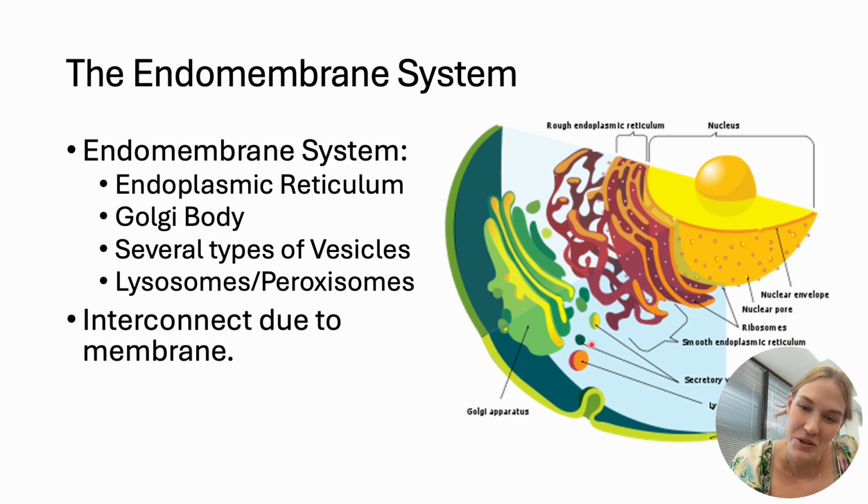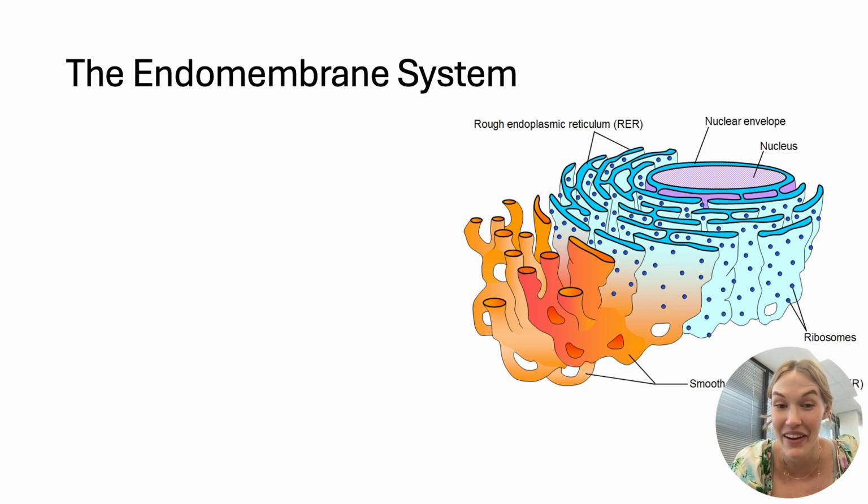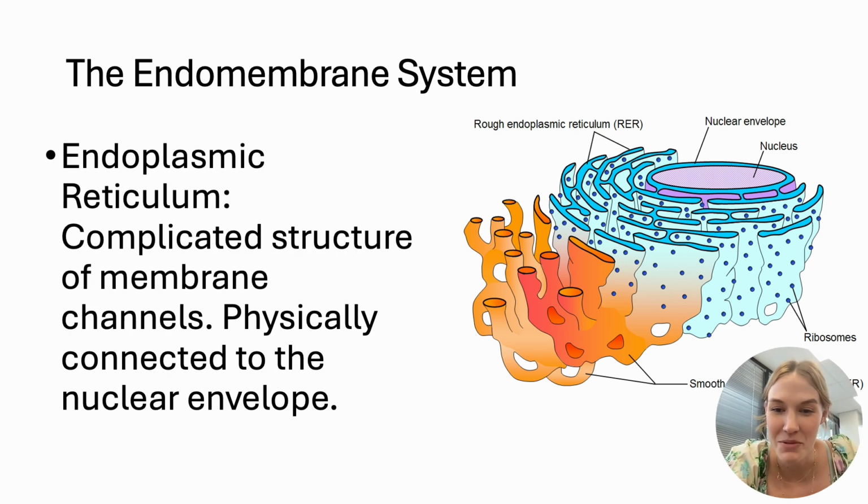So we would call it the secretory system if it is spitting it out, but the endomembrane system is very, very, very important. So let's talk about it. So the endoplasmic reticulum surrounds the nucleus, and it is going to be a bunch of membrane channels that are connected directly to the nuclear envelope. So this is one way that we can get stuff out of the nucleus and into the cell, which is very, very important.